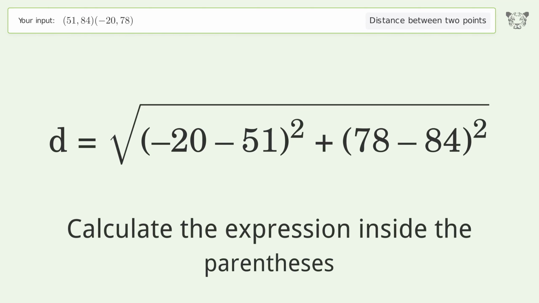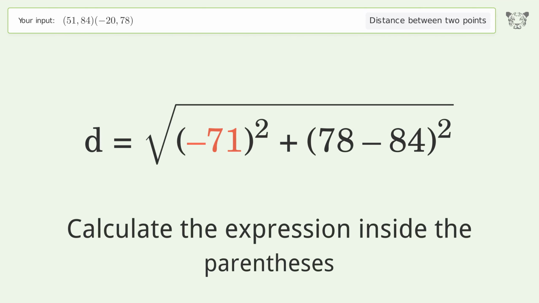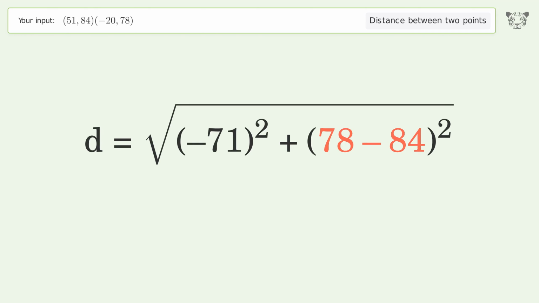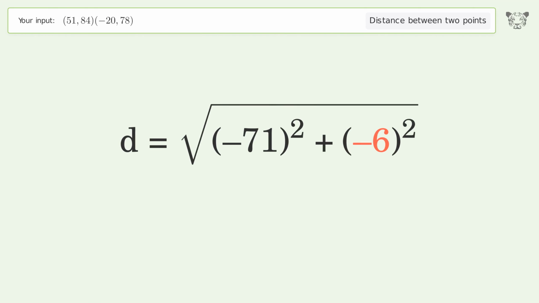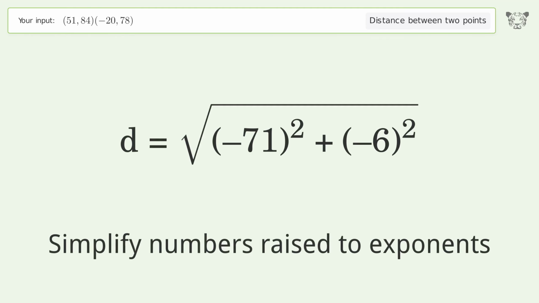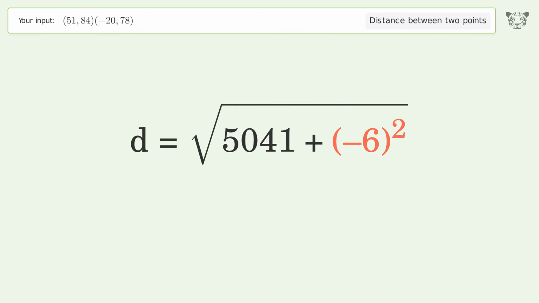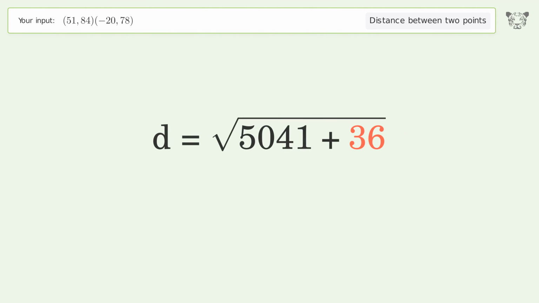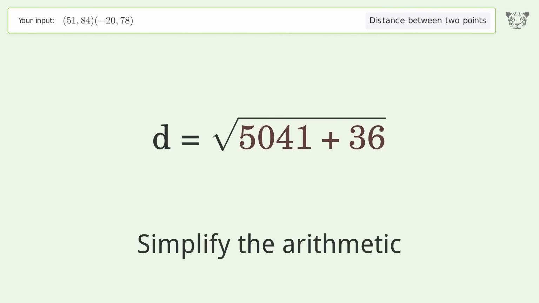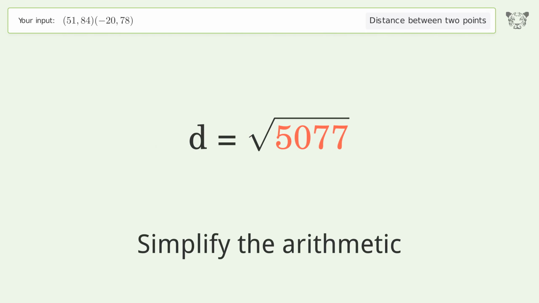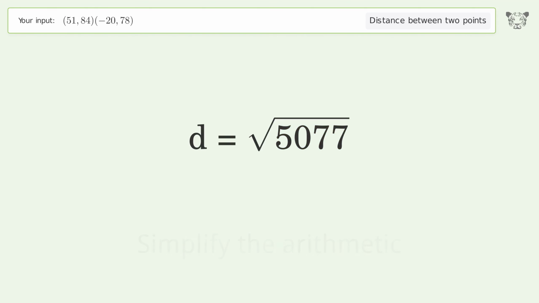Calculate the expression inside the parentheses. Simplify numbers raised to exponents. Simplify the arithmetic. And so the distance between the 2 points is the square root of 5077 or 71.253.